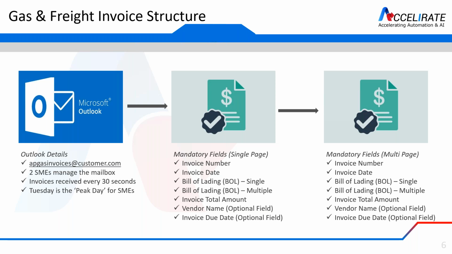So if you look at the mandatory fields, invoice number, invoice date, BOL, and invoice amount used to be mandatory fields. And looking at the optional fields, vendor name and invoice due dates are completely optional. Moving on.